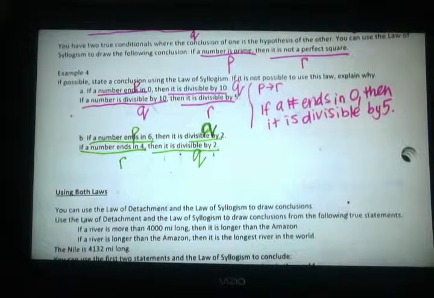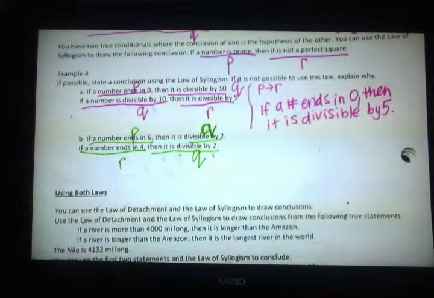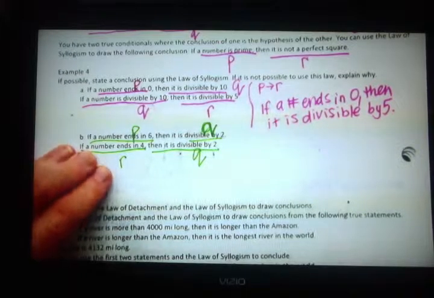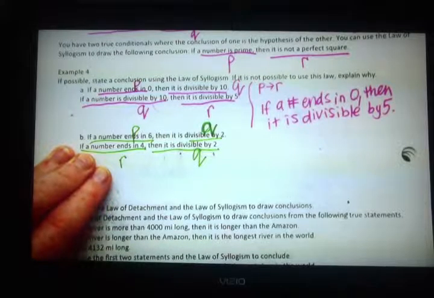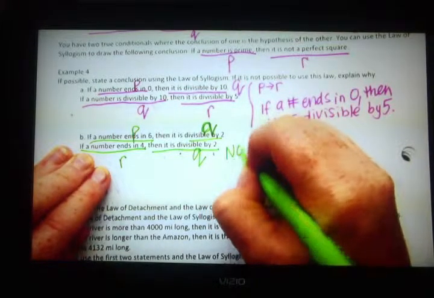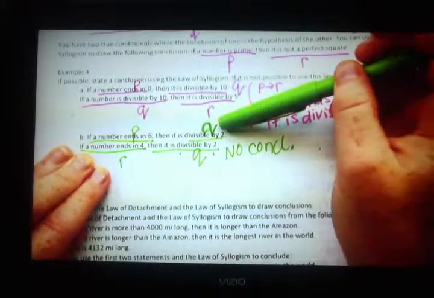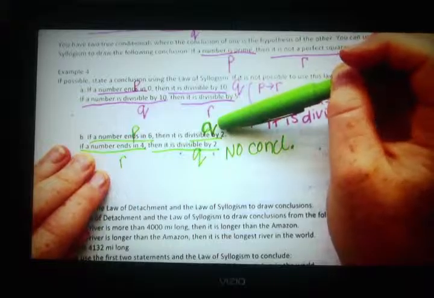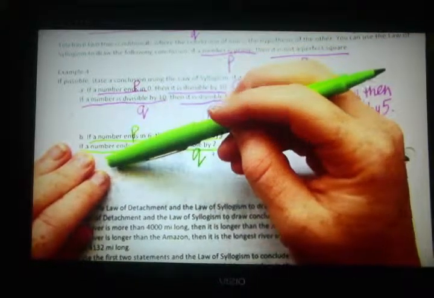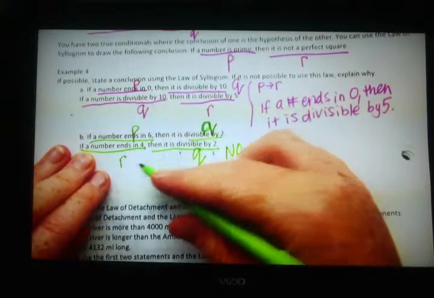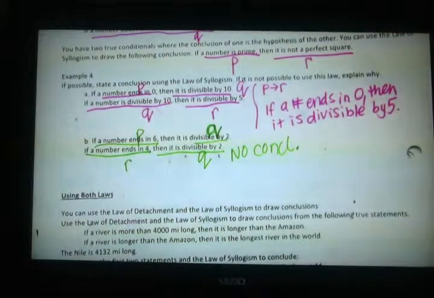Alright, so think about it though. If a number ends in 6, is it divisible by 4? Necessarily, no. It's not. Okay? So what are we saying though? Whether that's true or not, you can't conclude anything. No conclusion, because the conclusion of the first conditional statement did not become the hypothesis of the next conditional statement. So we didn't use the hypothesis here. That's why.